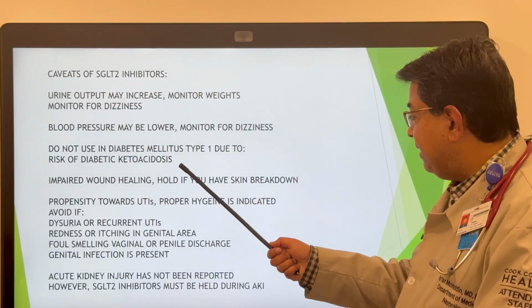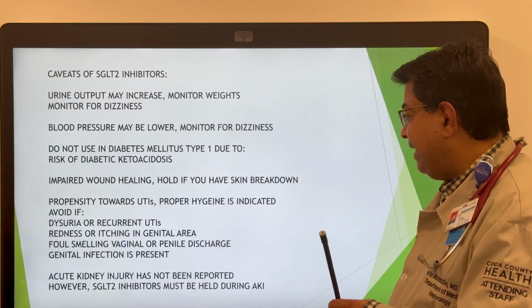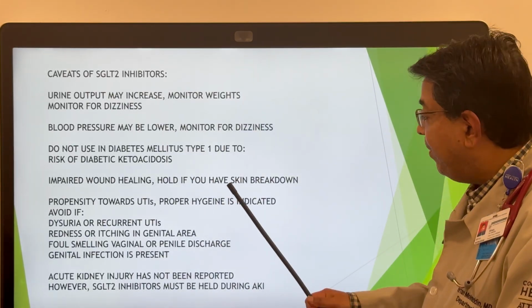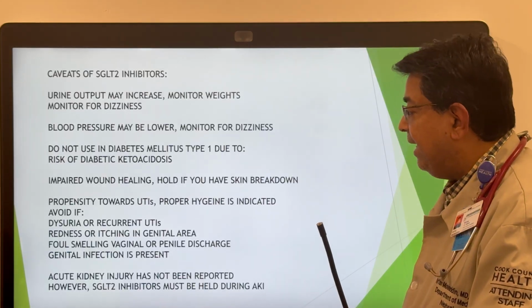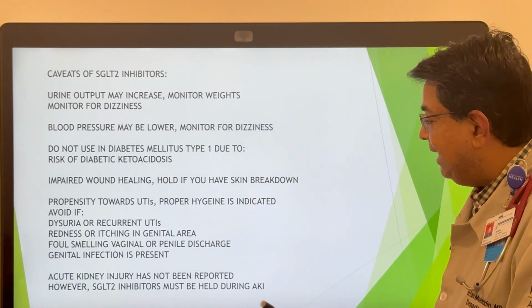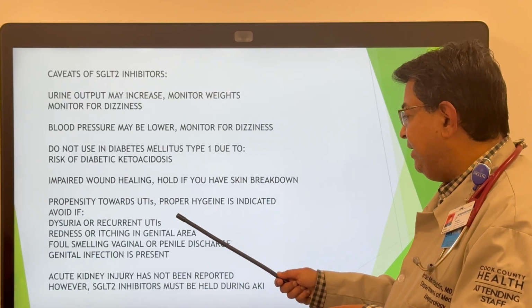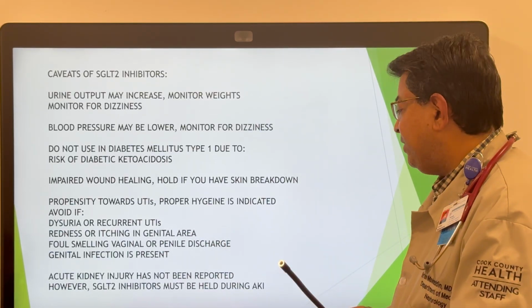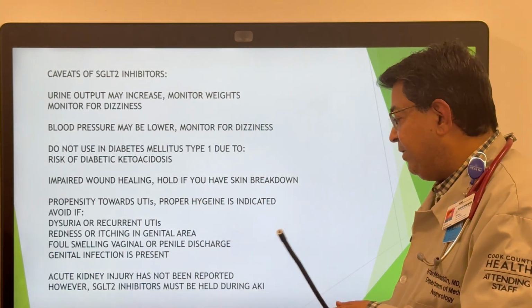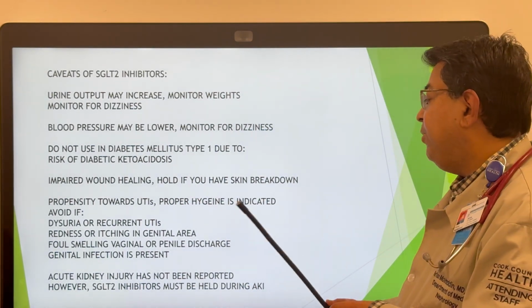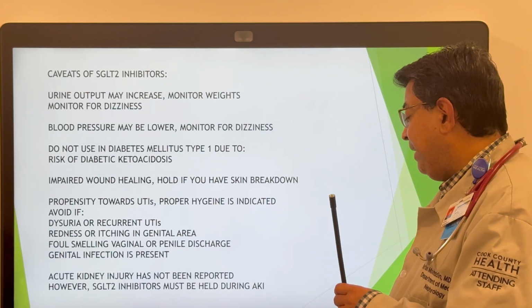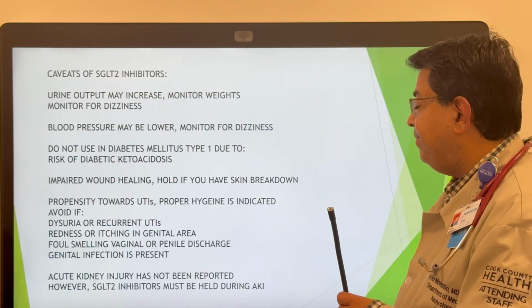Impaired wound healing does occur, so hold if you have skin breakdown. And if you have propensity towards UTIs, proper hygiene is indicated, and you should avoid SGLT2 inhibitors if you have dysuria, recurrent UTIs, redness or itching in the genital area, foul-smelling vaginal or penile discharge, and if there is a genital infection that's present. Acute kidney injury has not been reported. However, SGLT2 inhibitors must be held during acute kidney injury. Next slide.